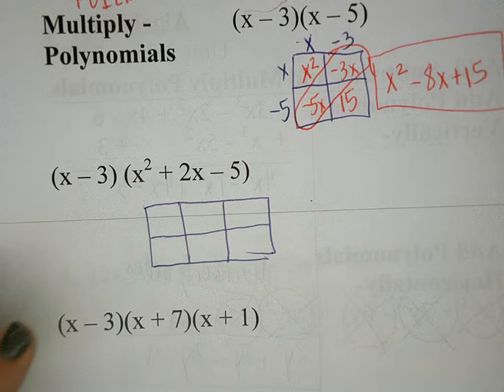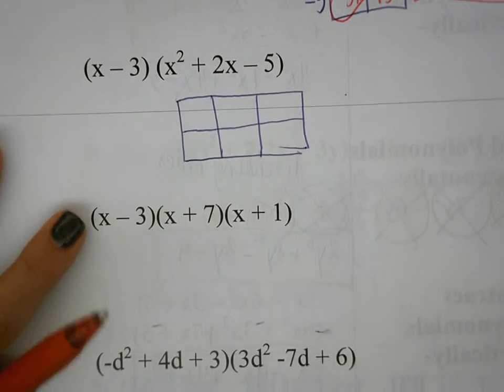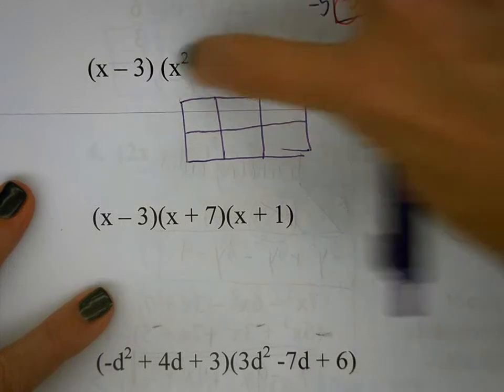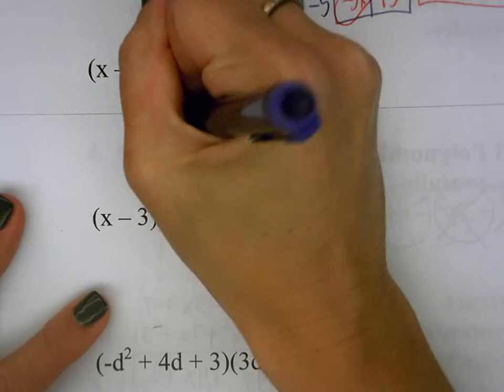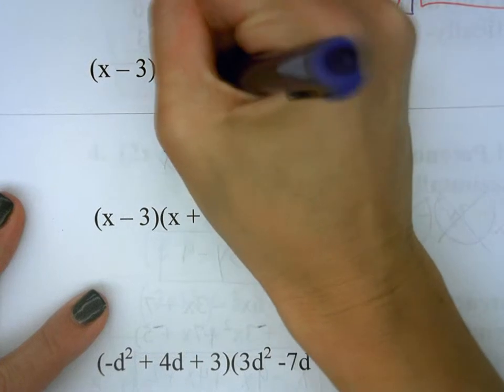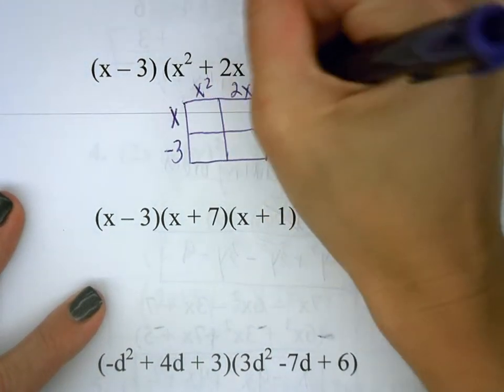So on this one, we have to write it a certain way because the 3 box has to go with the 3 terms, right? Right. So we have our x and our negative 3, and x squared, 2x, and negative 5.